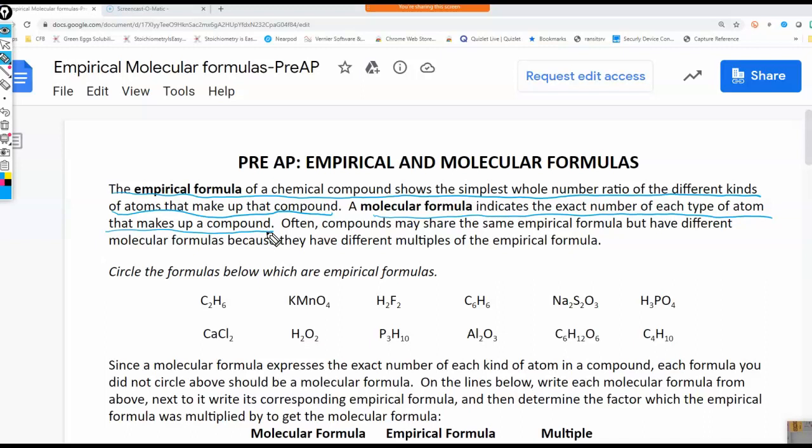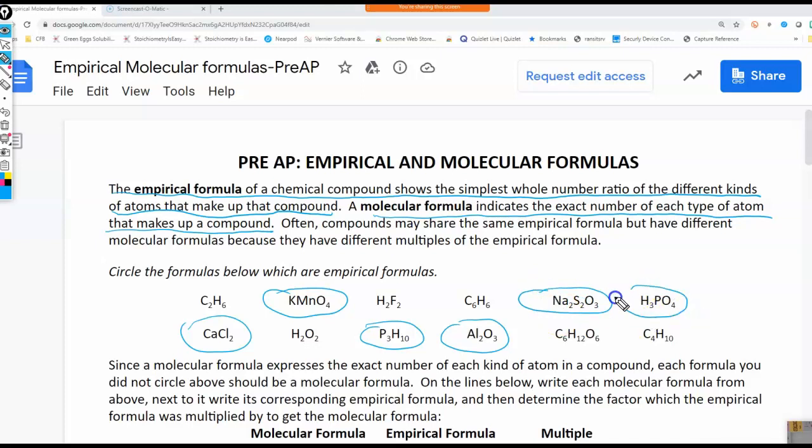So for the first thing, I'm going to circle the formulas which are empirical formulas, meaning they can no longer be reduced. So CaCl2 cannot be reduced, but C2H6 can be reduced by a factor of 2, so I'm not going to circle that one. KMnO4 cannot be reduced, excuse me. P3H10 cannot be reduced. Al2O3 cannot be reduced. Na2S2O3 cannot be reduced. H3PO4 cannot be reduced. And that makes up all of our empirical formulas.